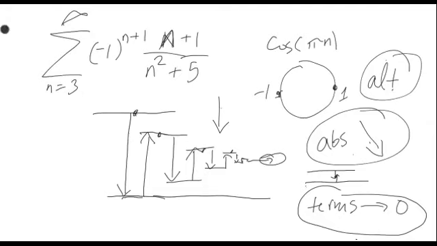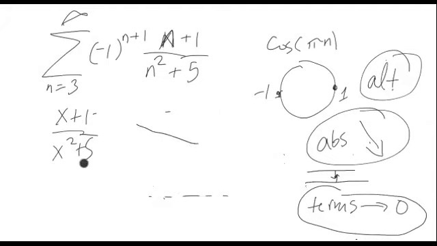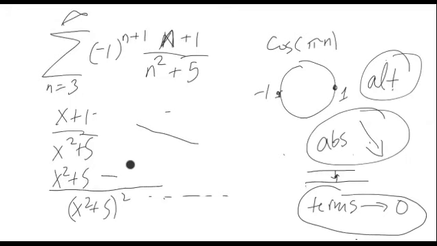Let's look at this particular example now. We know it's alternating, so the first thing is satisfied. Is the absolute value of the terms decreasing? Well, this is like a function, and if we put an x in here, what we need is that eventually this is decreasing, which means eventually the derivative of this is negative. So let's take the derivative. Quotient rule: x squared plus 5, squared, on the denominator. The derivative of the top is 1, times the bottom, x squared plus 5, minus the top, which is x plus 1, times the derivative of the bottom, which is 2x.